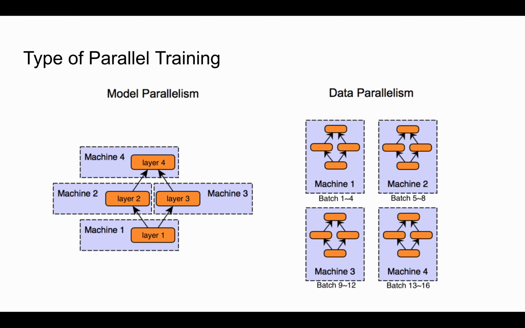In parallel training, there are two types of approach. First is model parallelism, where each GPU handles a different portion of the model. In this picture, the model has 4 layers and each GPU handles only one layer. Second is data parallelism, where each GPU handles a different portion of data. In this picture, total batch size is 16 and each GPU handles only a batch size of 4.